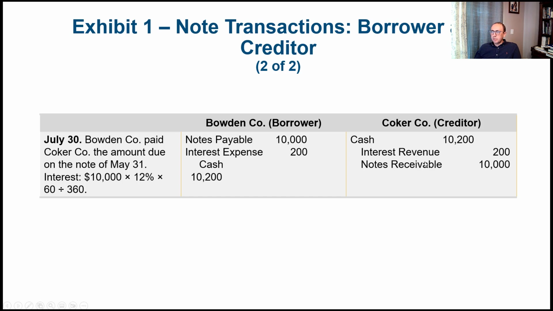For the creditor, it's just the image of that. So they receive the cash. They are not the ones paying the cash. So they receive the cash, the 10,000 and the interest. So it's 10,200. And then they have interest revenue of $200 based on the same calculation. And then notes receivable is reduced on the credit side for $10,000. So that's how simple it is and how you can see it from both sides.